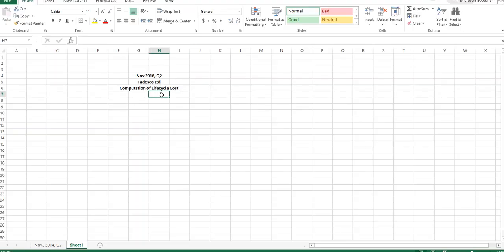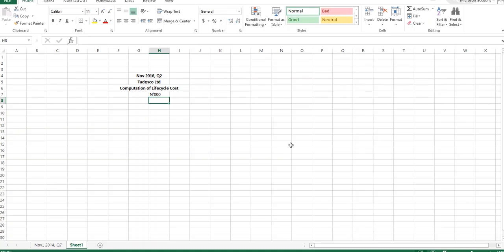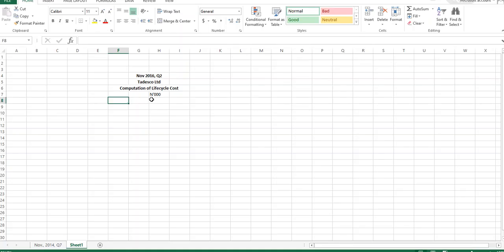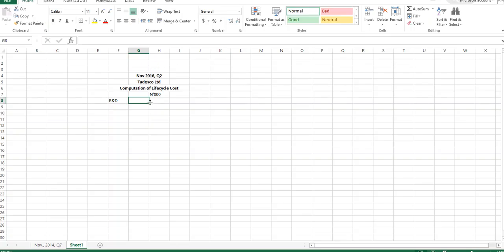Okay, now let me have my figure here. My naira should be in thousands. I think I can do that, right? Yes, the question is in millions, so I should be able to do that. Now, the first thing we have is research and development. That's our first cost. What's our research and development cost for the whole life cycle? 1,700,000 plus 180,000. Do you understand? 1.7 million plus 180,000.